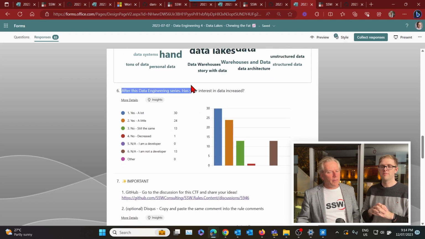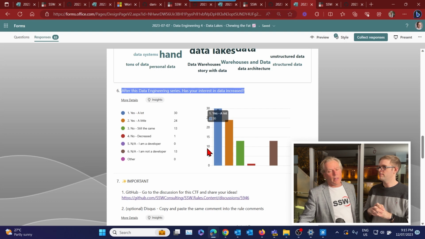Now, after you've done these four forms and read all these rules, has your interest in data increased? And they didn't say a little, they said a lot. That's a very strong improvement in their learning there. That's great. And that's good because we need more data engineers as well. Yeah, the world does. Yes.